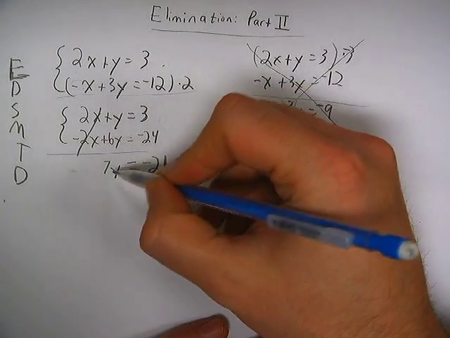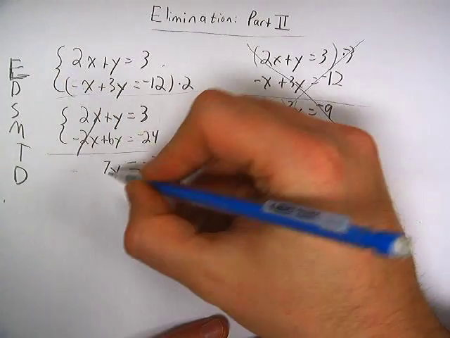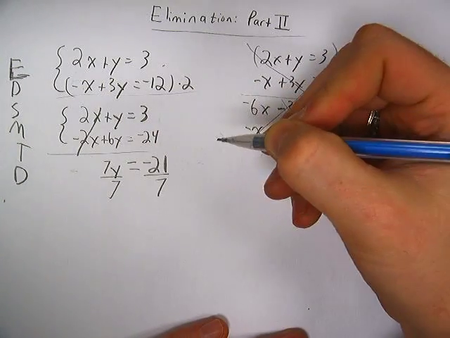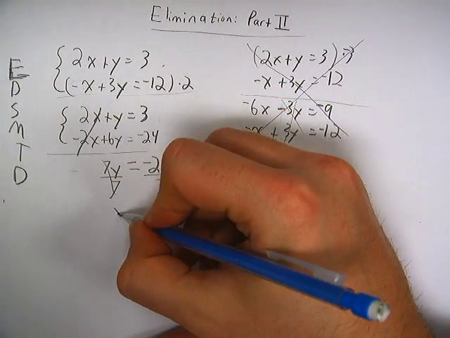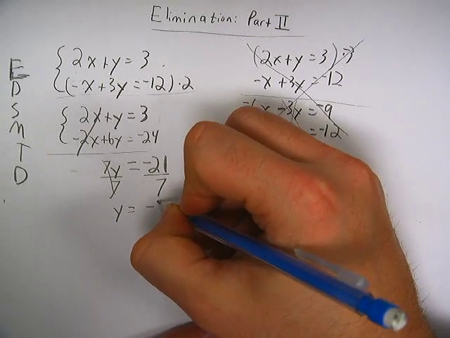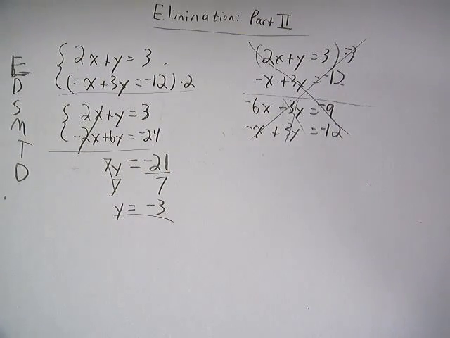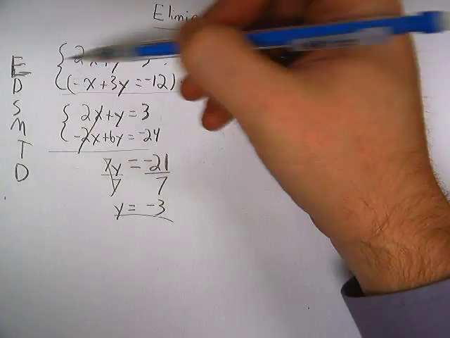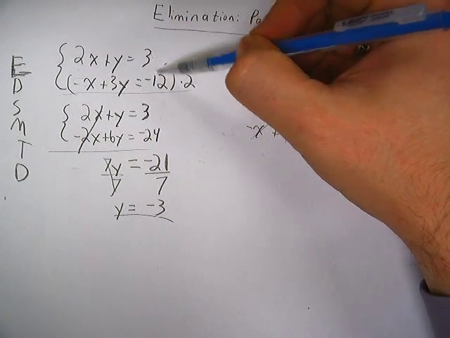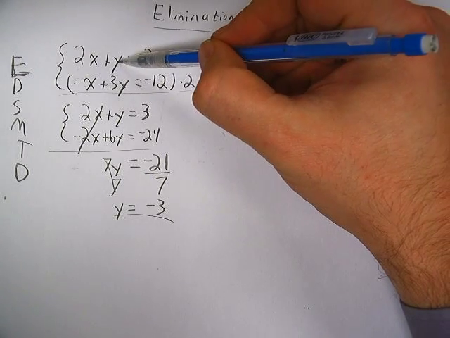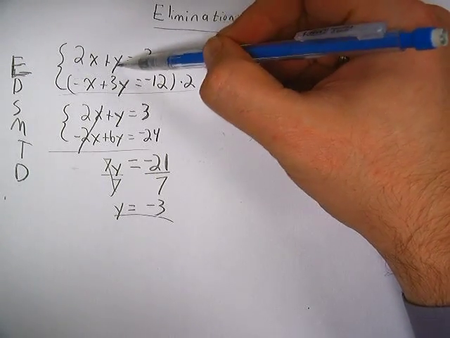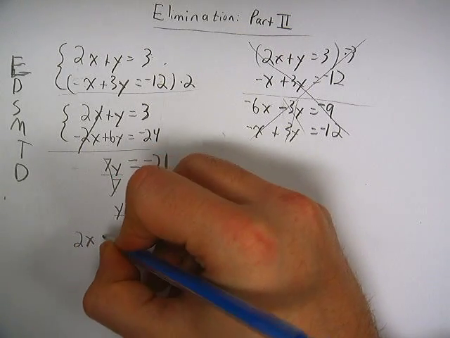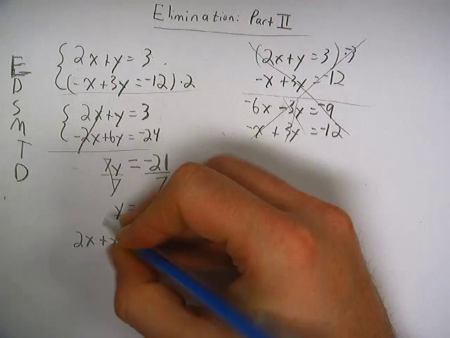Now, once again, my next step is going to be divide. Divide by the number in front of y, which is 7. Both sides by 7. These cancel. Gives me y equals negative 3. Go ahead and move on to step 3, which is substitute. Again, it doesn't matter which equation I use. The easier one in this case looks like the top one because I don't have a multiplication step to do there. So I'm going to go ahead and substitute in 2x plus y equals 3.